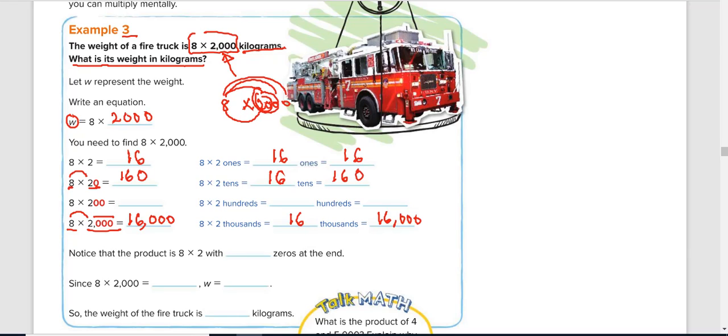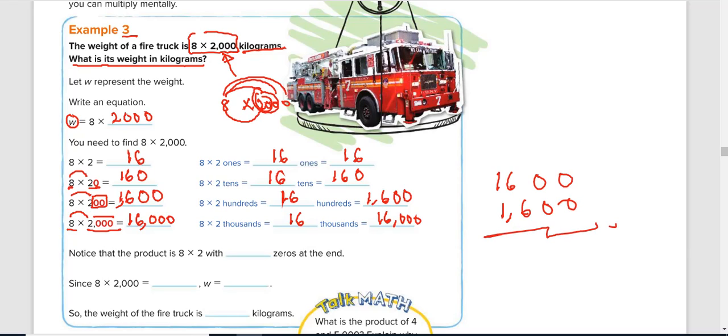That gives me 160. So next we have 8 times 200. 8 times 2 is 16. 200 ends with 2 zeros, so I put 2 zeros, which gives 1600. So notice that the product is 8 times 2, that's 16, with how many zeros? Count the zeros, that's 3 zeros at the end. So our answer is 16,000.